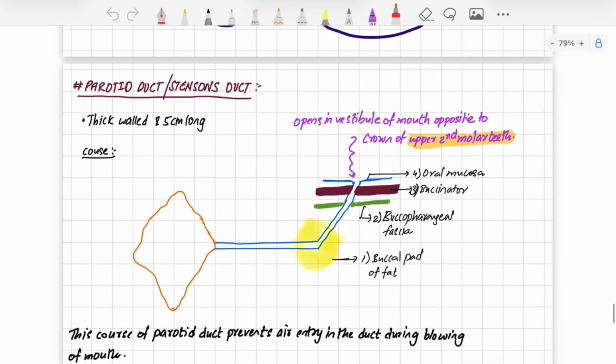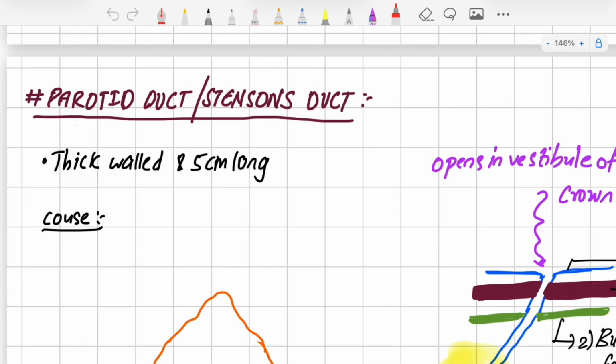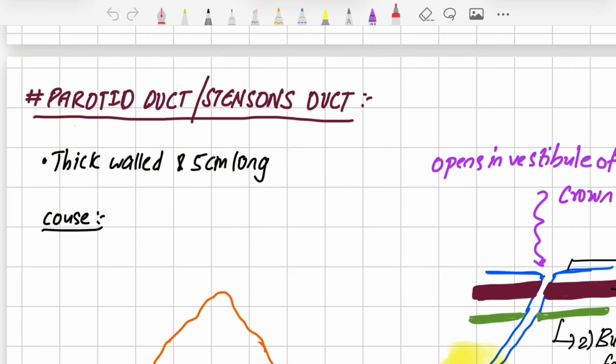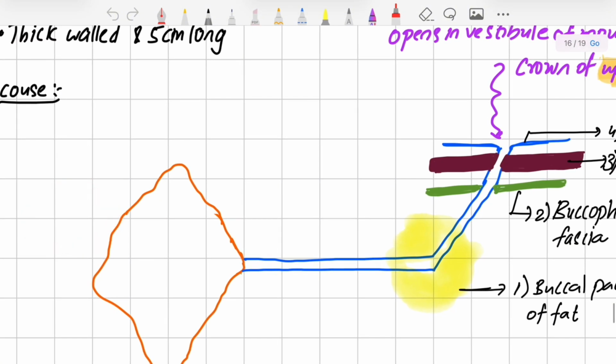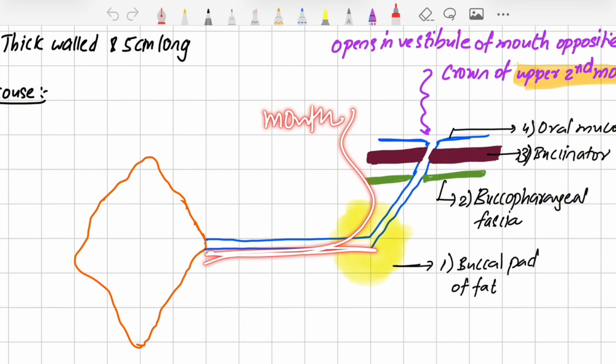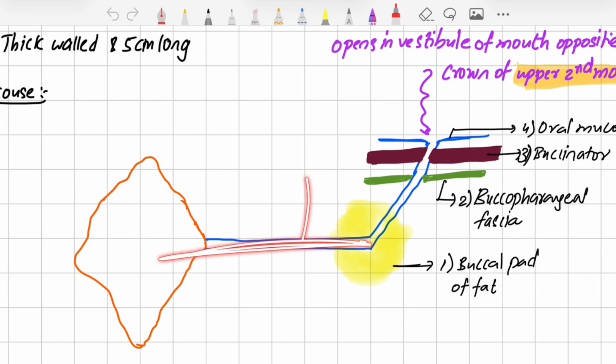Now, the last concept of the parotid gland, that is, we have to talk about the parotid duct or the Stensen's duct. Okay, this parotid duct, the measurement is surgically important. Okay, it has a thick wall, and it is 5 centimeters long. Now the course of this duct is very much important. How is it important? This gland, along its travel, it goes and drains into the mouth. Basically the parotid gland secretes saliva, right? So from the parotid gland, the saliva is drained into the parotid duct, and the final destination of the saliva is the mouth.